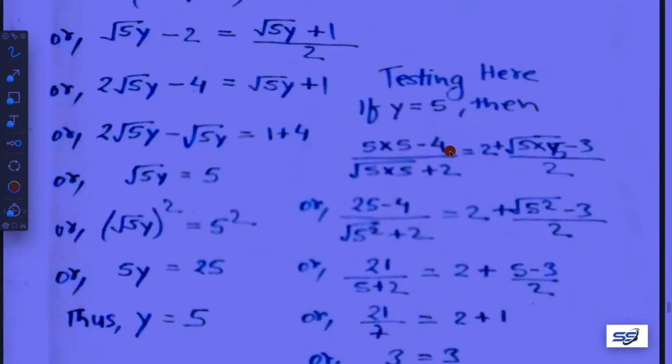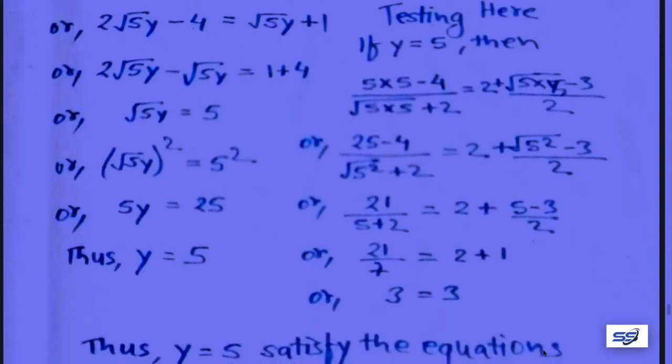5 into 5 minus 4, whole upon root under 5 into 5 plus 2, equals 2 plus root under 5 into 5 minus 3, whole upon 2. Here comes 25 minus 4, 21, 21 upon root 25 plus 2, equals 2 plus root 25 minus 3 upon 2. So 21 upon 5 plus 2 equals 2 plus 5 minus 3 upon 2, or 21 upon 7 equals 2 plus 1, or 3 equals 3.